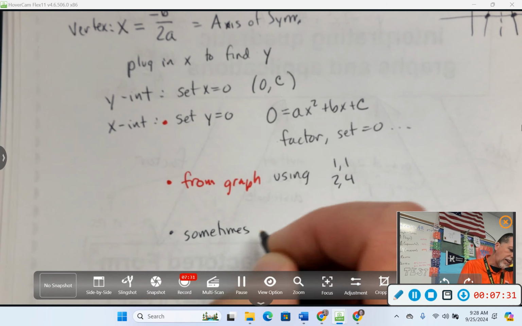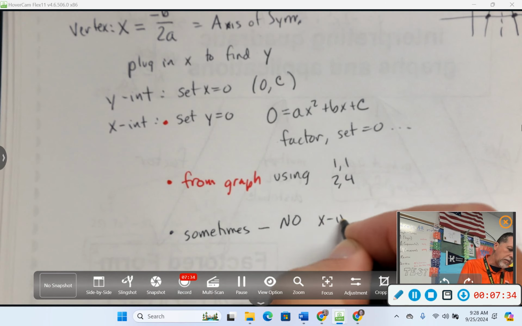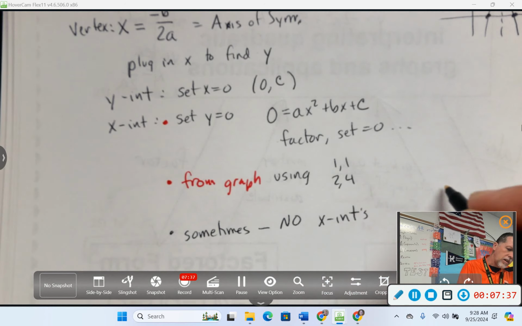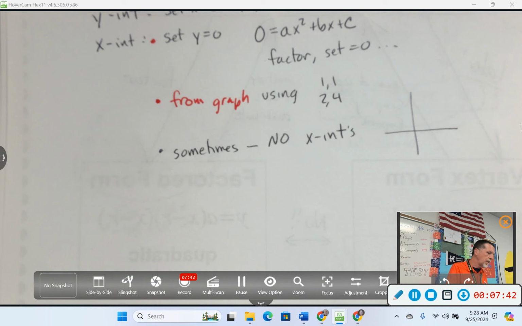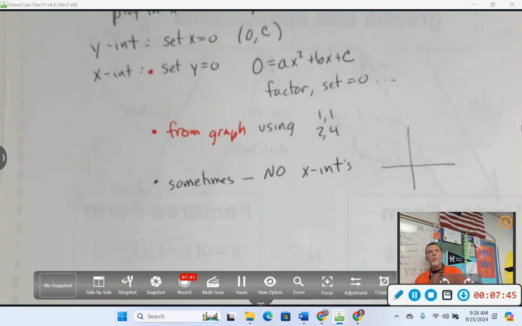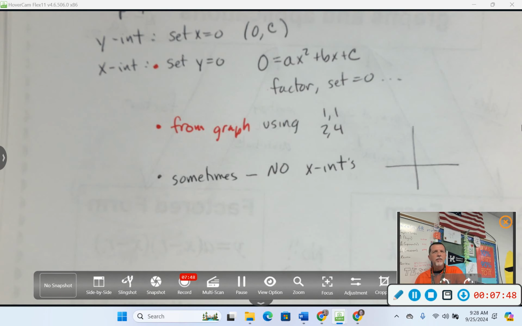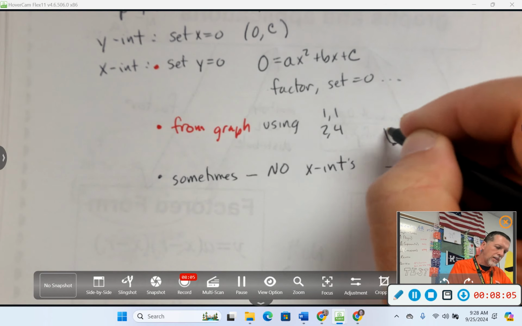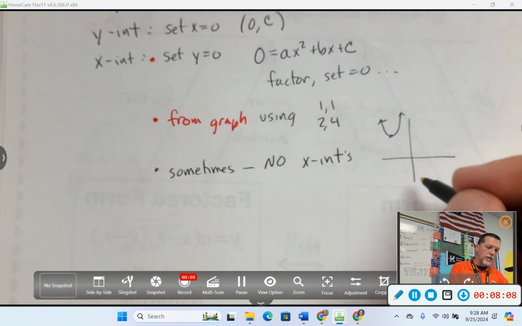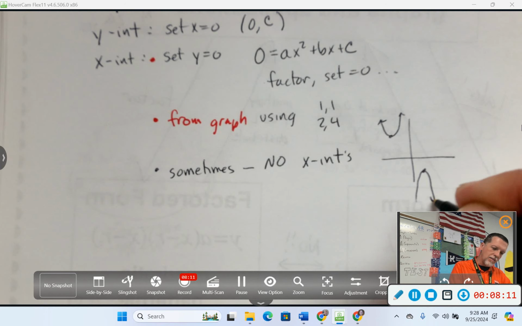And then lastly, sometimes there are no x-intercepts. What would have to be true of a parabola for it to have no x-intercepts? Jacob? For it to be either above or below the x-axis and be facing away from the x-axis. Okay, yeah. So if your vertex is above and you're going up, then you wouldn't have any x-intercepts. If your vertex is below and you're going down, then no x-intercepts.